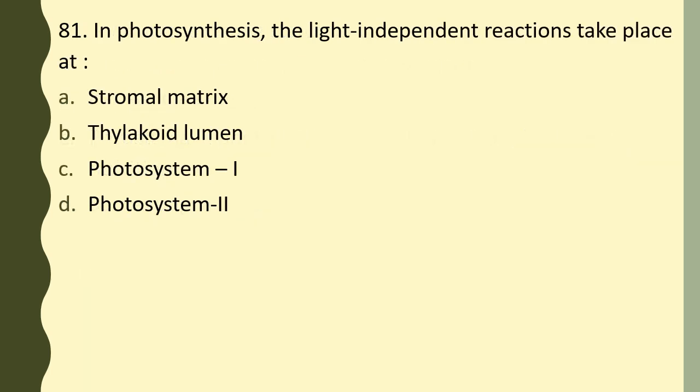Question number 81. In photosynthesis, light independent reaction takes place at stromal matrix, thylakoid lumen, photosystem 1, photosystem 2. In photosynthesis, light independent reaction takes place at. Correct answer is option A, stromal matrix.